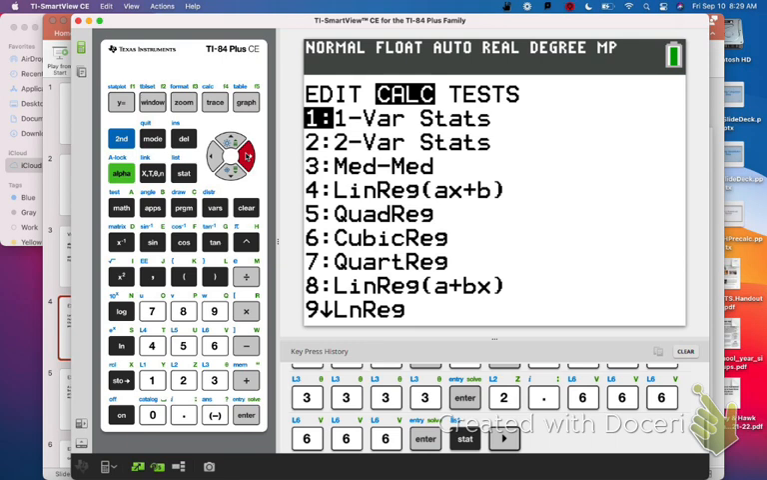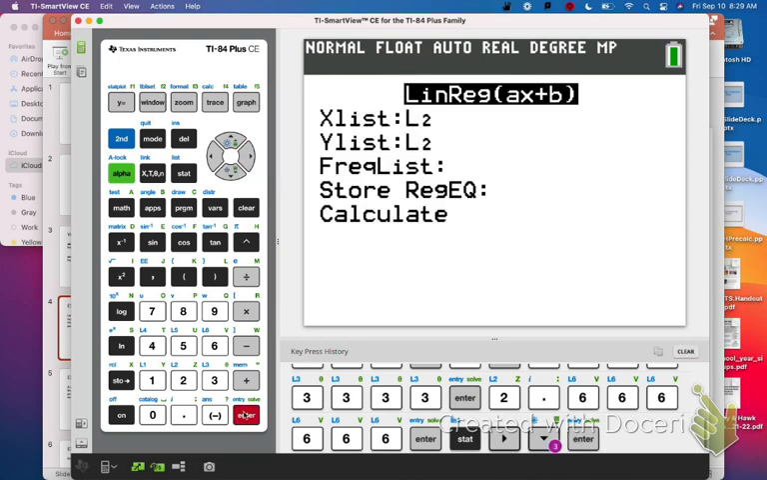If you look at number 4, you see your mx plus b, but ax plus b, which is your linear regression. I'm going to go down to number 4. I need to tell my calculator what I want my x list to be. Mine says L2, so I'm going to hit second and 1 to make it L1. If yours is already L1, then you're okay.